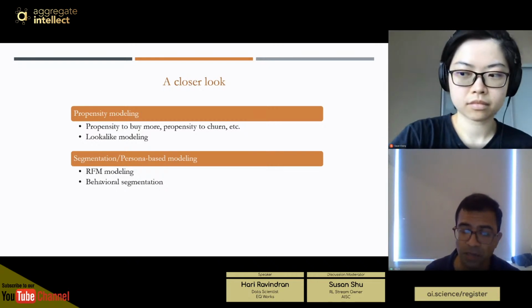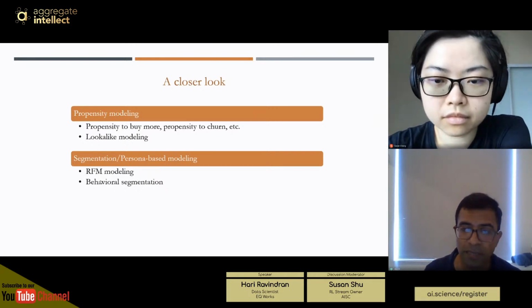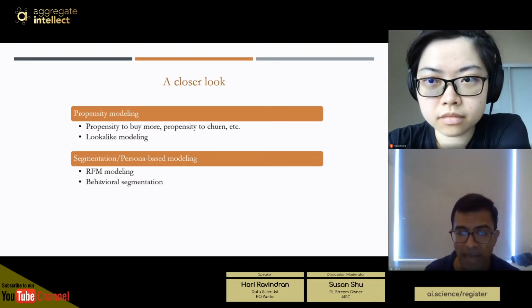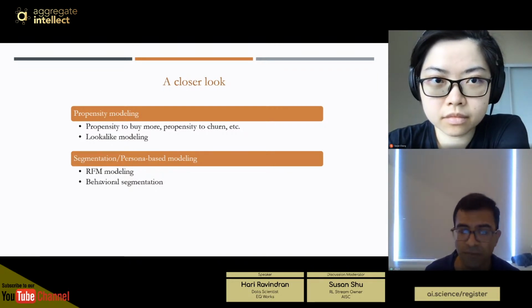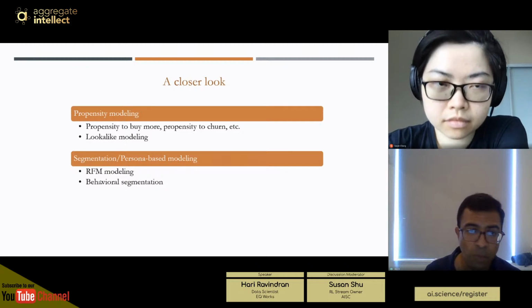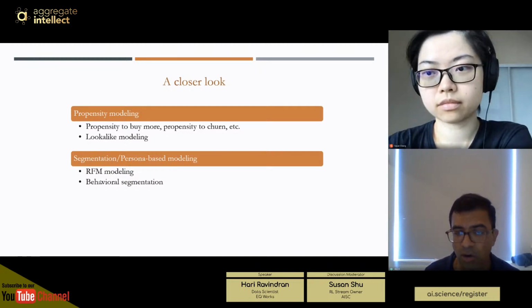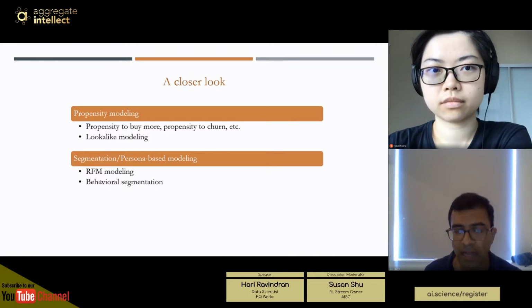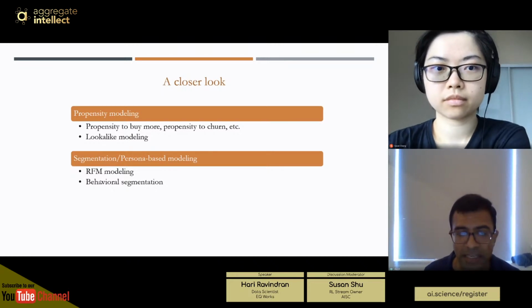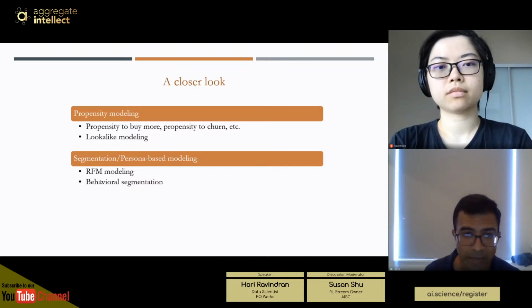And these segmentation models typically run batch-wise, so they may be refreshed once every quarter or maybe once a year even, depending on how stable or how active the customer channel is for a particular brand.